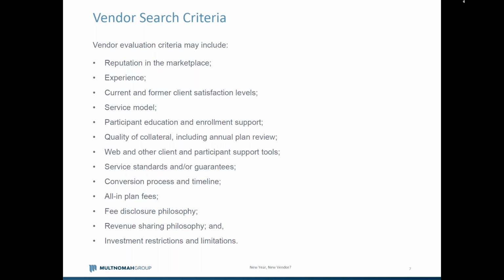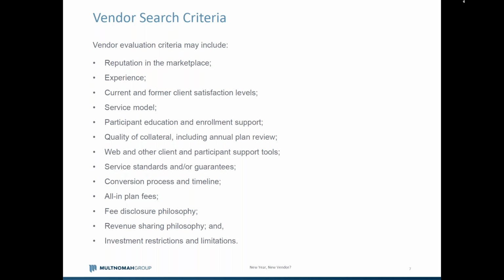Everything else is a little bit softer in terms of quality of the service and the participant communications and service standards and all that. There are cases where there becomes an over-reliance on fees because it's so easily quantifiable. So that's something to also keep in mind as you go through this process.